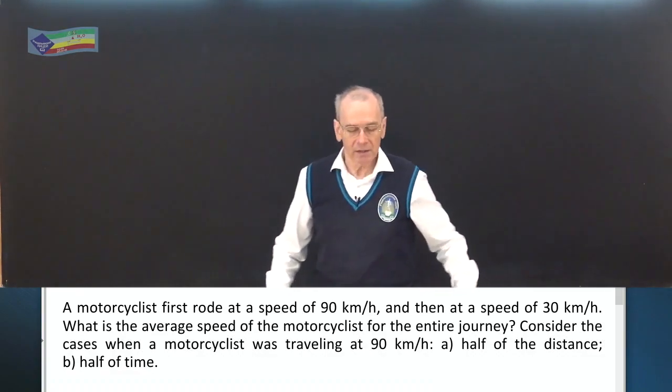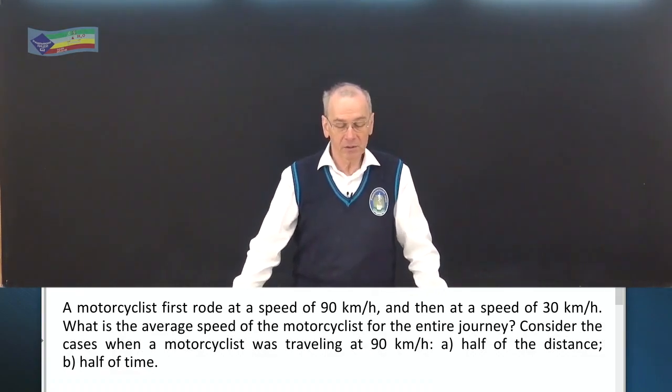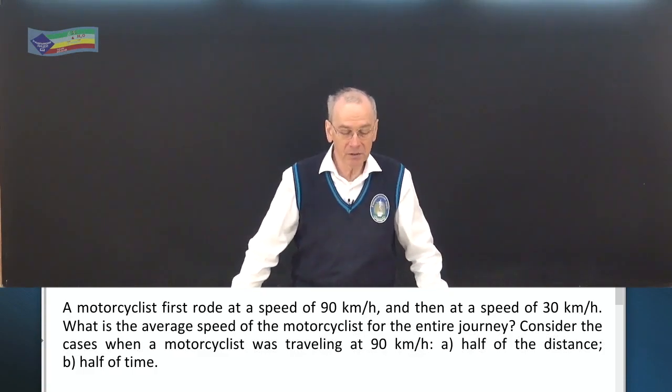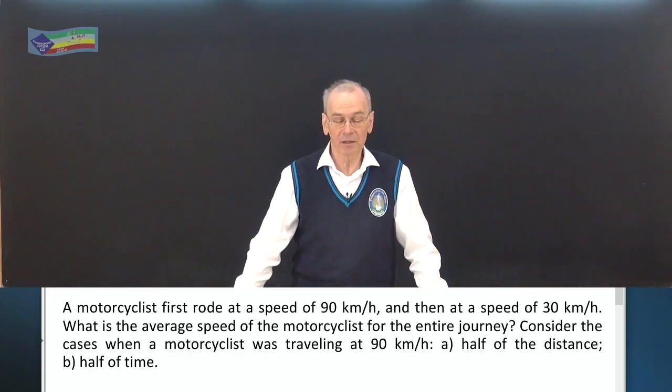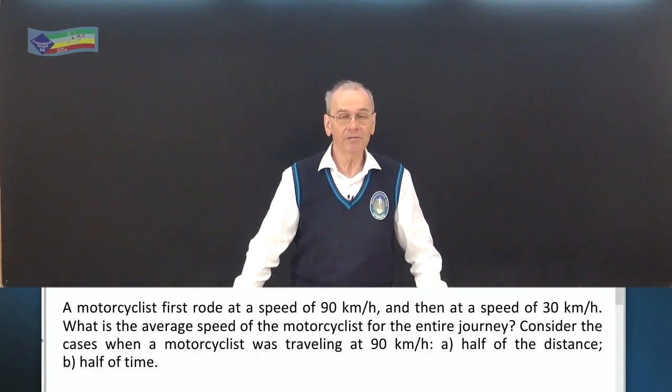A motorcyclist first rode at a speed of 90 km per hour and then at a speed of 30 km per hour. What is the average speed of the motorcyclist for the entire journey? Consider the cases when a motorcyclist was traveling at 90 km per hour, A, half of the distance, and B, half of time.